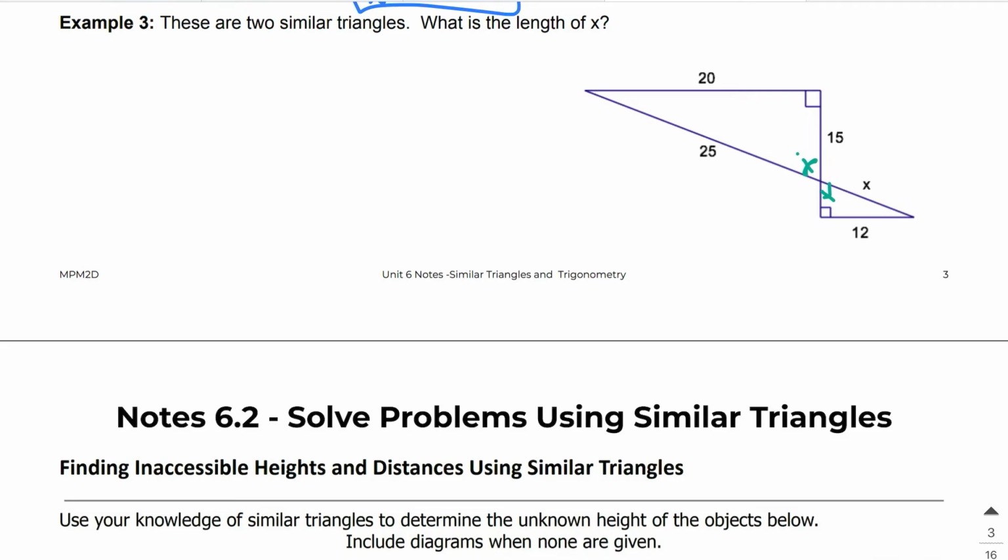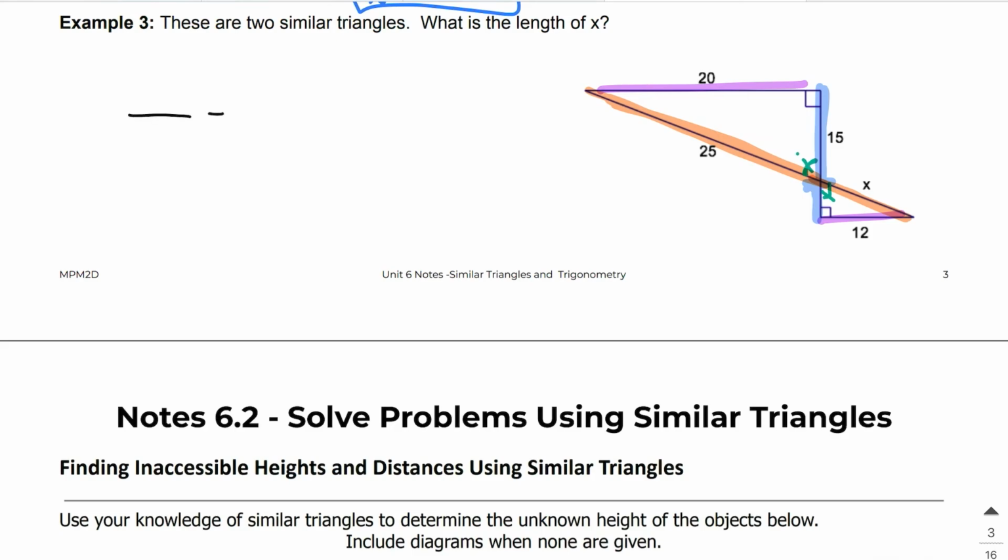So here's the thing though. If you notice right here, side length x is my hypotenuse, which means that's going to correspond to the hypotenuse right here. And then I also know that this side that connects the opposite angle to the right angle will be proportional to this side that connects the opposite angle to the right angle. And then we also know that this side length would be proportional to this side length.